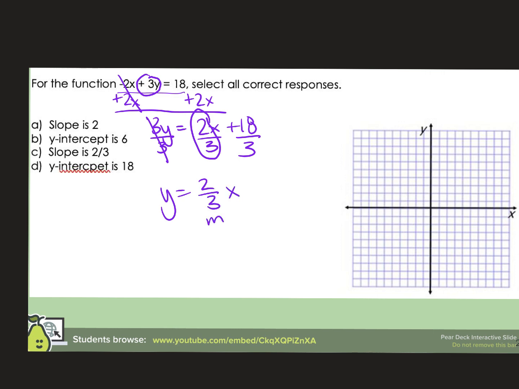That's my m. 18 divided by 3 is 6. That's my b. So the slope is 2? No, the slope is 2/3. The y-intercept is 6? Yes, it is. The slope is 2/3. Yes, it is. The y-intercept is 18? No, it is not. So for A and D, they were hoping you didn't understand how to solve for y, and you would just pick the number that was here without doing any math. But we're not going to fall for that.